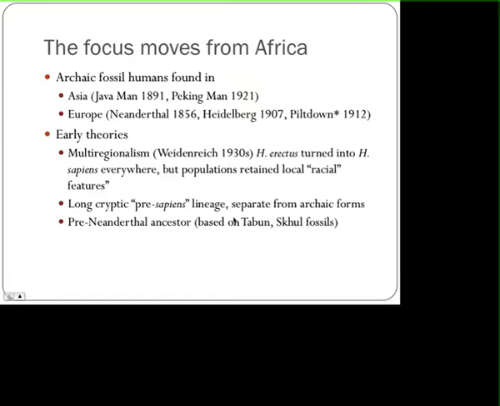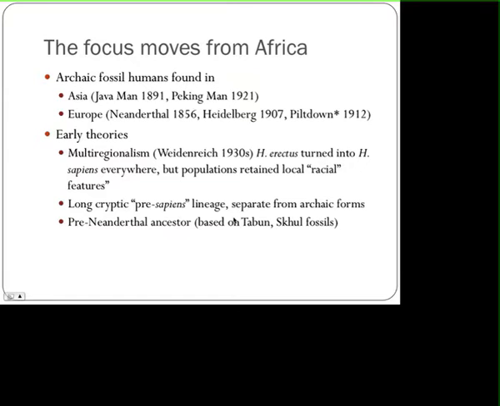That racist idea was bolstered by the finding of archaic fossil humans outside of Africa. The first finds were in Asia and in Europe. We mentioned Neanderthals before. There was a primitive human skull found in Heidelberg. There was Piltdown Man, which actually turned out to be a forgery, found in England, near the village of Piltdown. Next year is the centenary of that discovery, and there are going to be a lot of whodunits as to who actually made that forgery. But that, plus these discoveries in Asia, Java Man and then Peking Man, cast the focus away from Africa to looking at Eurasia as the source of modern humans.